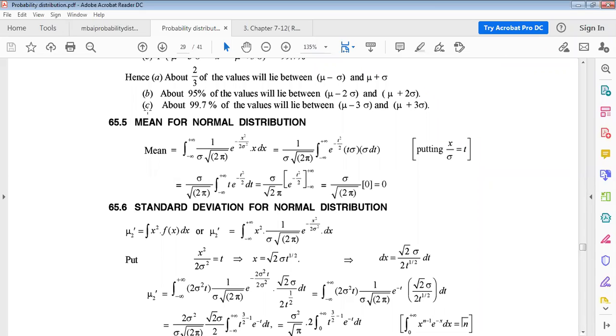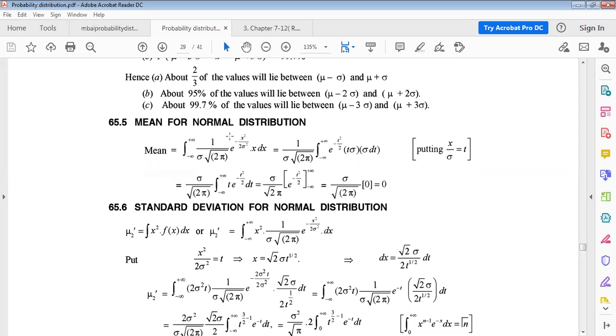Okay, now the mean for the normal distribution. We know the mean equals what? Integration from minus infinity to plus infinity, x f of x dx. This is the formula of the mean from the probability density function. Okay, the mean will be integration minus infinity to plus infinity x into f of x dx, actually the formula.